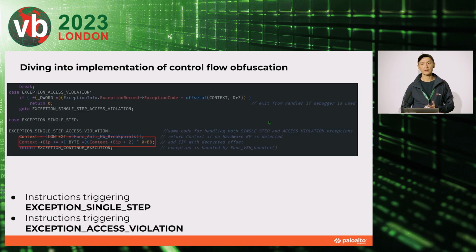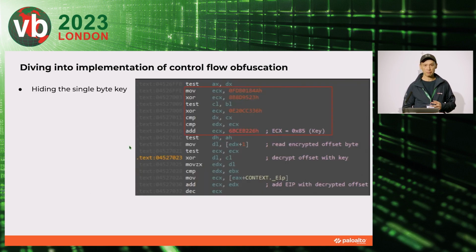Other than handling the breakpoint exception, they also have to handle the single-step and access violation exceptions. The code is very similar to the previous breakpoint handler. The only difference is the location of the encrypted offset value. Instead of the immediate byte after the CC byte, this time it is 2 bytes later. So that's the difference. Previously I mentioned that single byte key that is required for us to know exactly how many junk bytes to jump over.